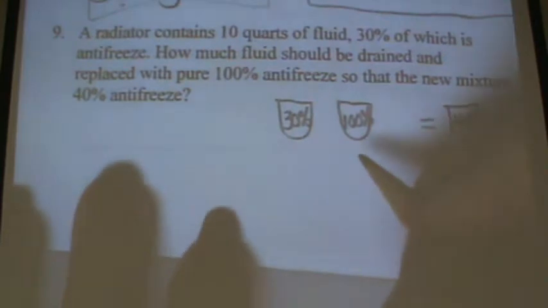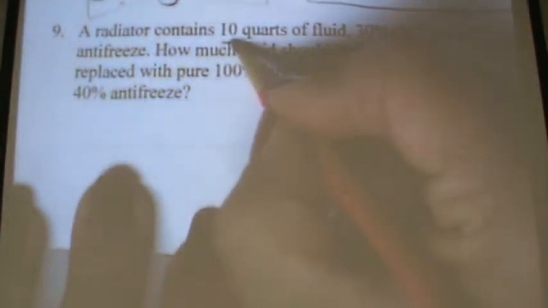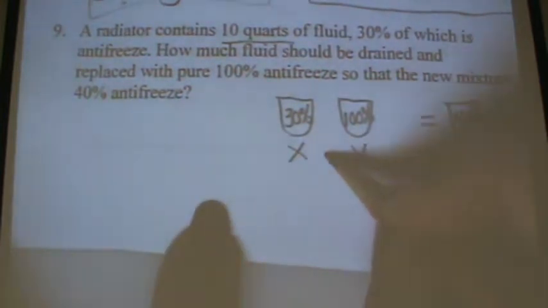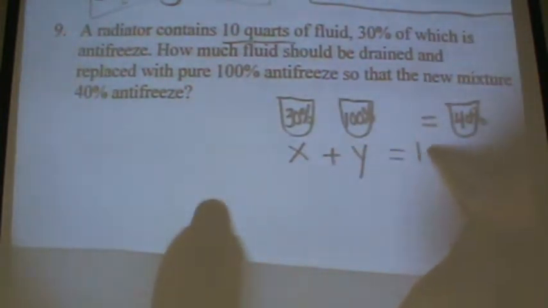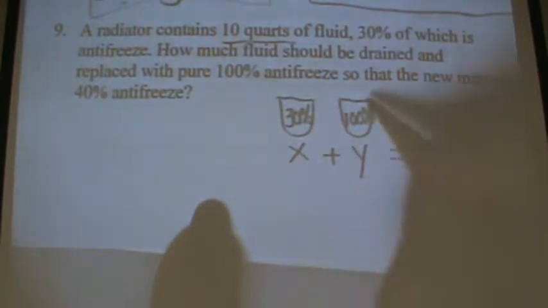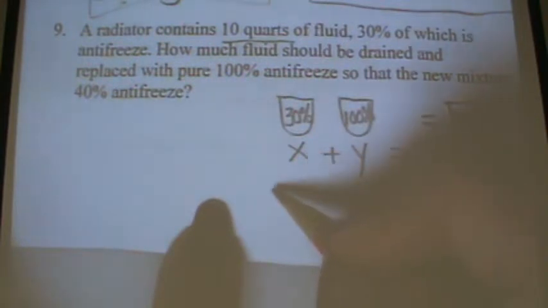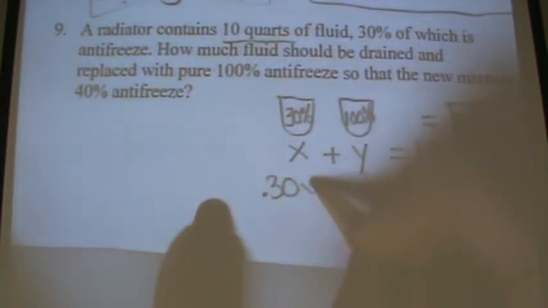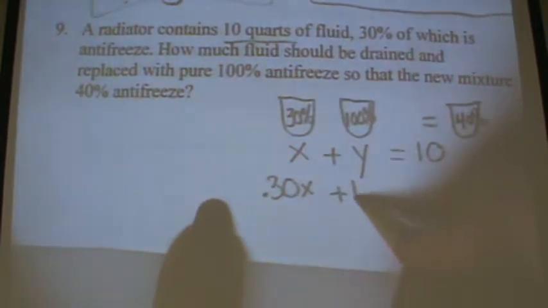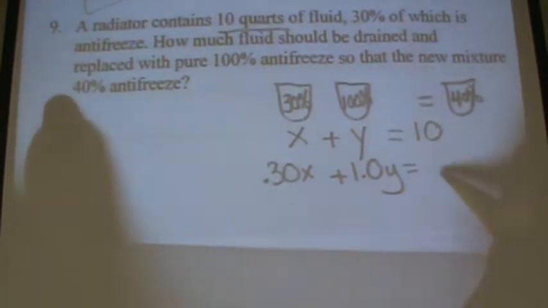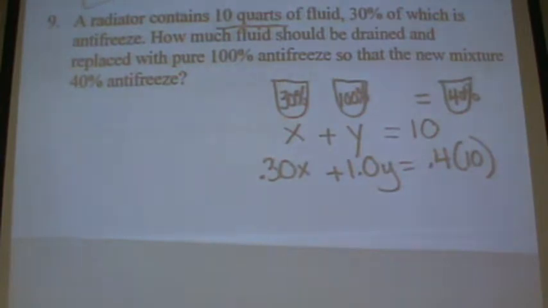Okay, so what are your two equations? How many quarts of fluid do you have? If we call this X and we call this Y, how many quarts do we have? I'm trying to slide this 10. Now the next equation is how much of each do you have? What's the strength of this first one? 0.30x. What's the strength of the other one? And we want this new mixture to be 40%, but you've got to do 40% times 10. Those are your two equations.